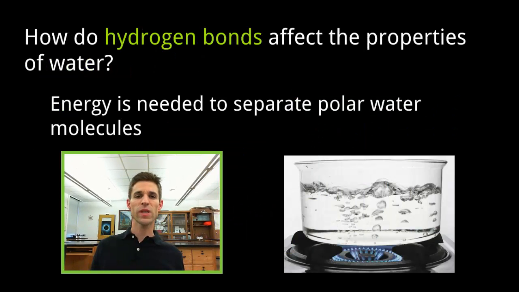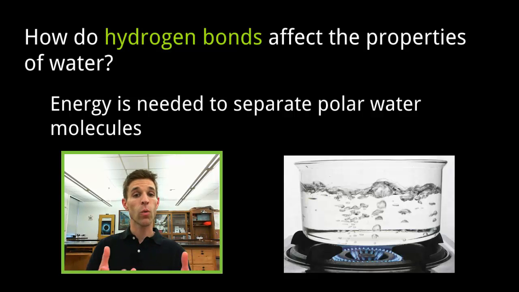So what kind of effect do the hydrogen bonds have on the properties of water? Well, the first thing we know is that we have to input a lot of energy in order to get those hydrogen bonds to break, in order to separate water molecules from each other. And we all know, for example, when we boil water, that it takes a lot of energy. A pot of water takes a while to boil. In fact, it takes a lot of energy to get it to actually boil.